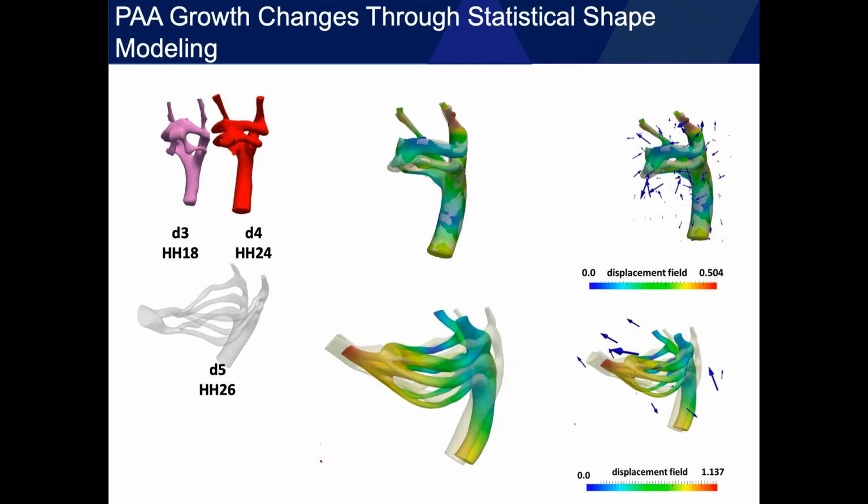Between HH24 and HH20, the outflow tract is rotating and lengthening. So the arches are both lengthening and rotating 20 degrees. All of that influences the shape changes that we're seeing as well.